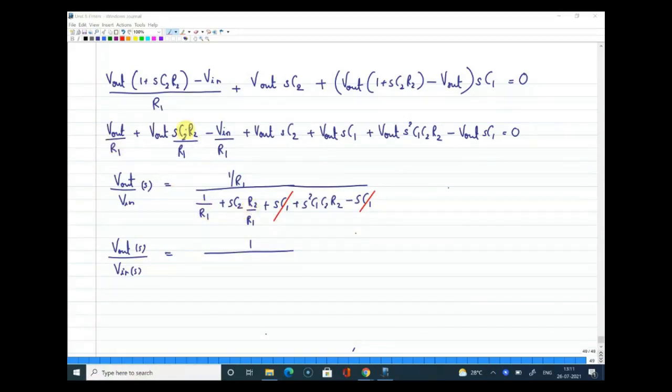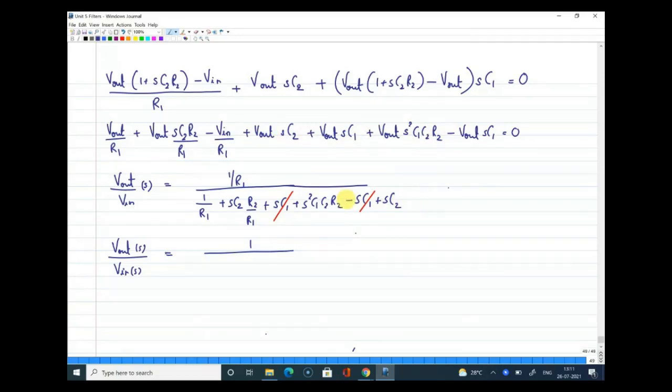Then SC2 R2 by R1 is from here. Then SC1, yeah, I think I missed this SC2 term, so that also needs to be added. SC2 from here, SC1 from here, S square C1 C2 R2 from here, and minus SC1. And for V in, you have only 1 by R1. That is how I have written this transfer function.